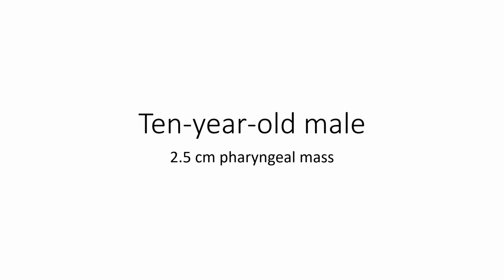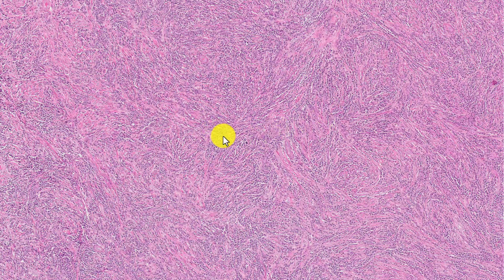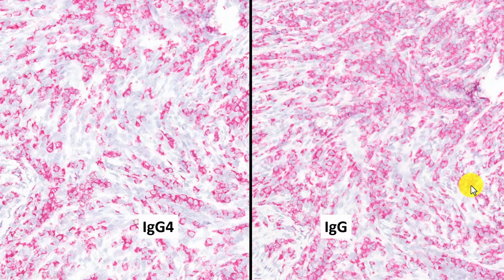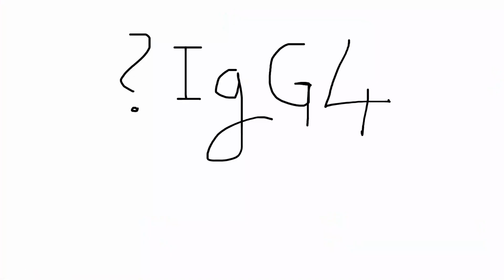Maybe. Case 3 is a 2.5 centimeter pharyngeal mass, and this is the most exquisite storiform type pattern, right? I don't have to explain to you what a storiform type pattern is. And again, look at the tremendous increase in plasma cells. Oh my God, look at the number of IgG4 positive plasma cells, and the ratio is virtually 100%. So the question is, which of these patients have IgG4 related disease, and which of them are mimics, and what are the mimics of IgG4 related disease?